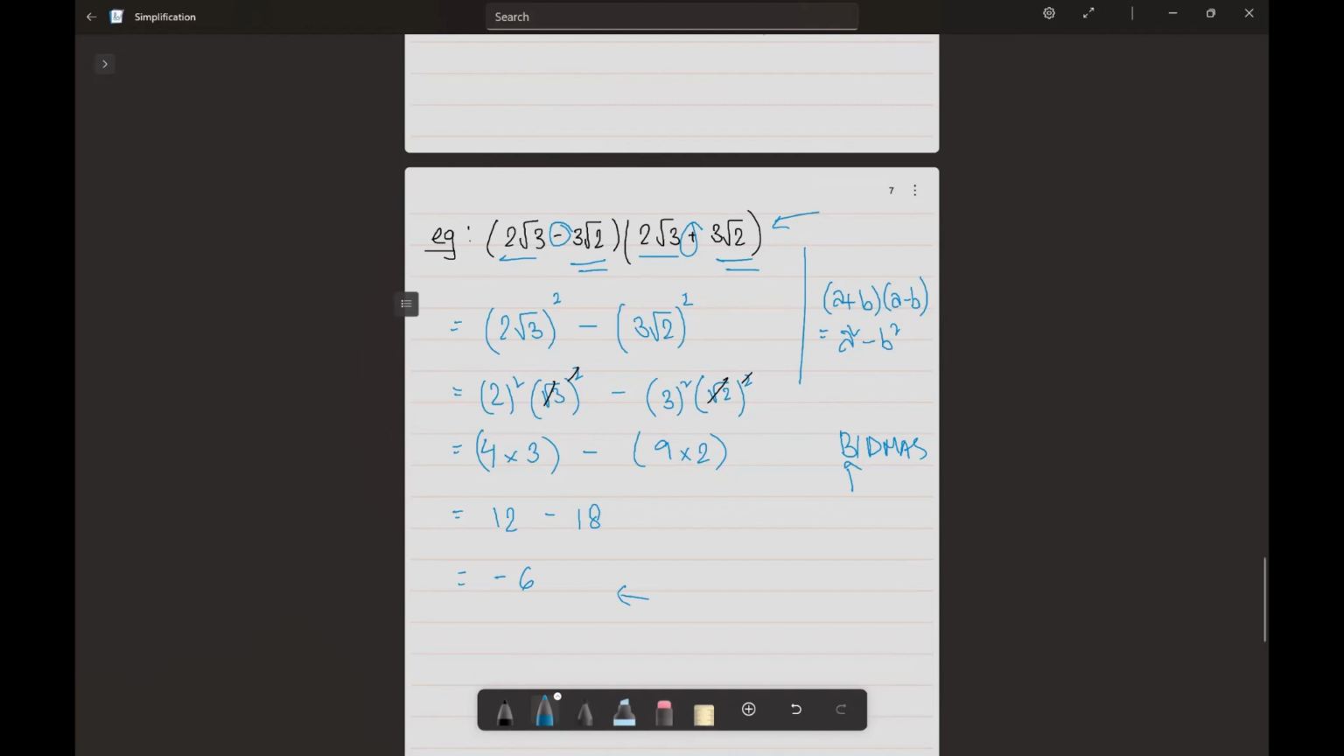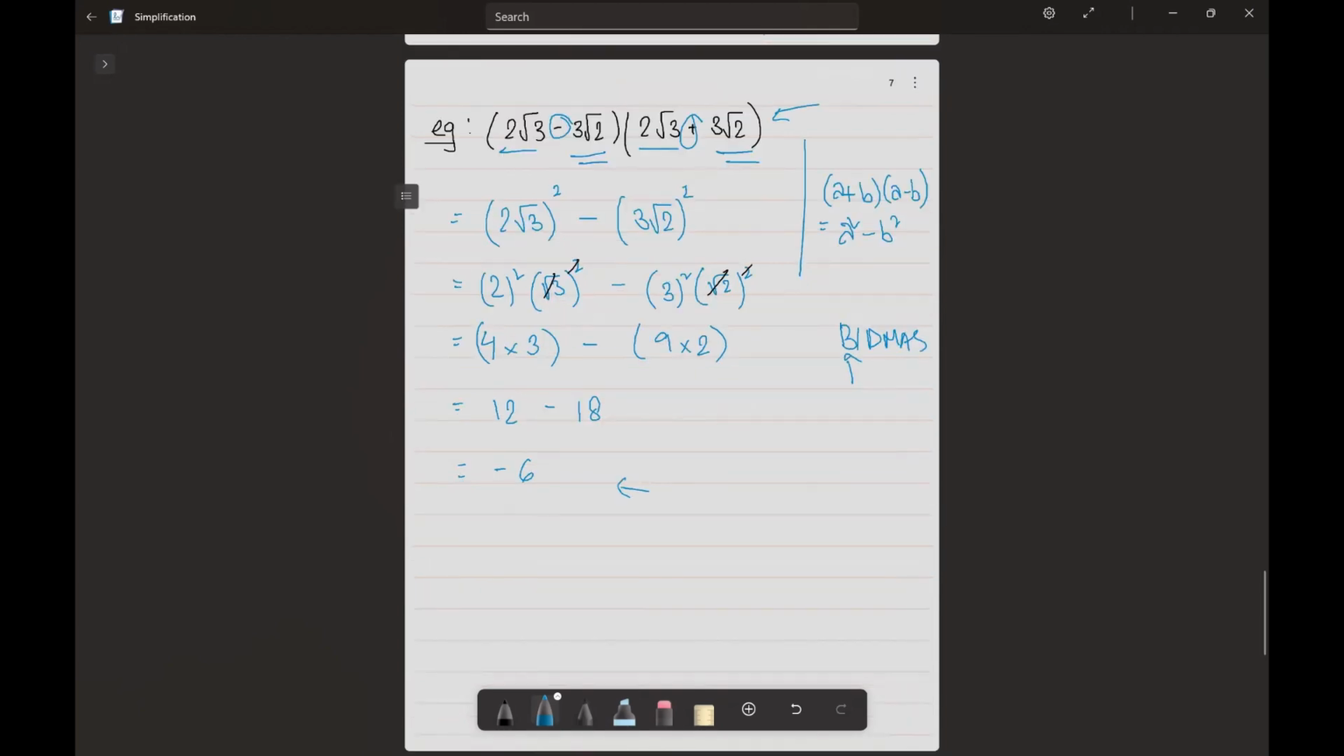With this, we are done with the simplification. In the next videos, we will be trying out the second part, which is the rationalization of surds. That's all for today.